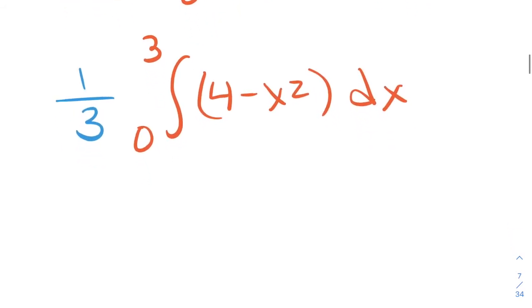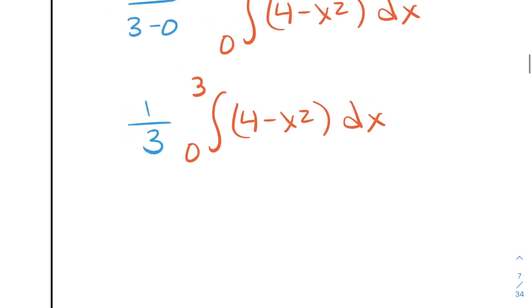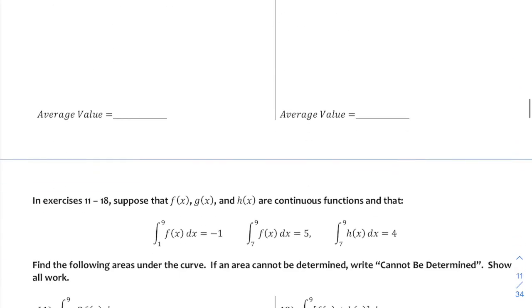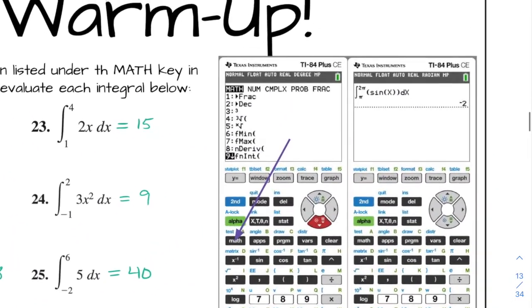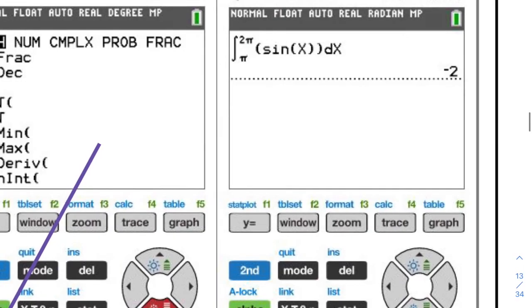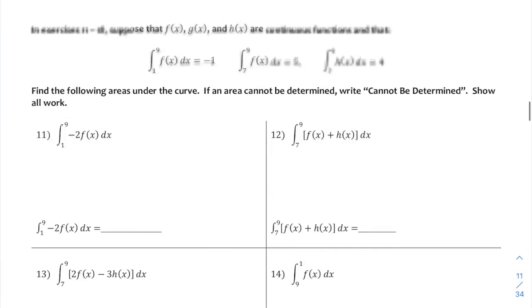The nice thing is I'm going to let you use a calculator for these, or you can use the integral calculator on the web. If you're using a calculator, I have it on the next slides. You're going to use your math key. So you'll click math, and then you'll click F9, and then you'll type it in. You want to type in your lower bound, your upper bound, your function, and then dx. That's one way of doing it.